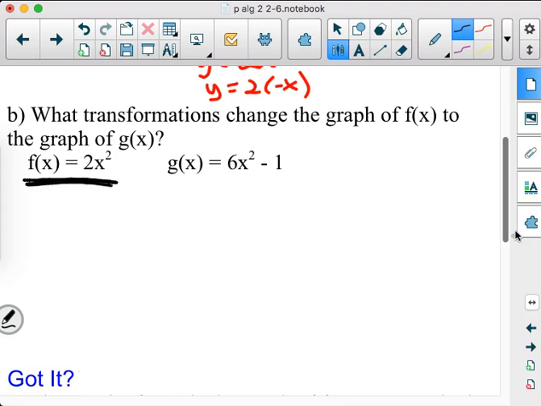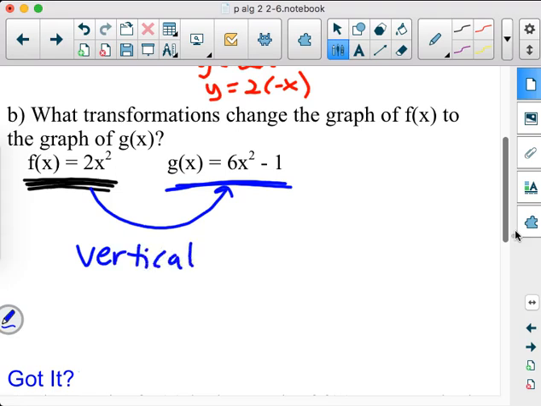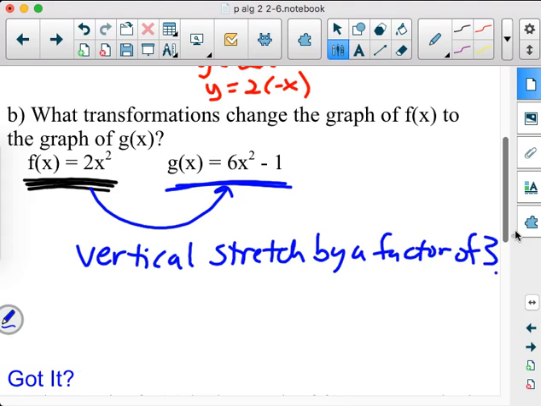So we're starting with this, and we're supposed to tell them, how did it get to be this? Well, let's see. It was a 2x squared. What do you do to 2x squared to get it to be 6x squared? Oh, you multiply it by 3. What does it mean when you multiply something by 3? It is a vertical stretch by a factor of 3. That's what that is, a vertical stretch by a factor of 3.